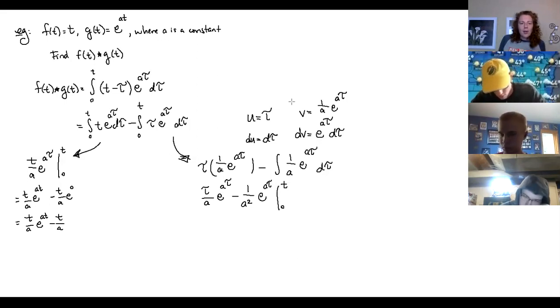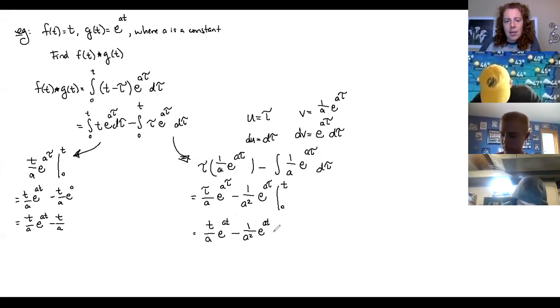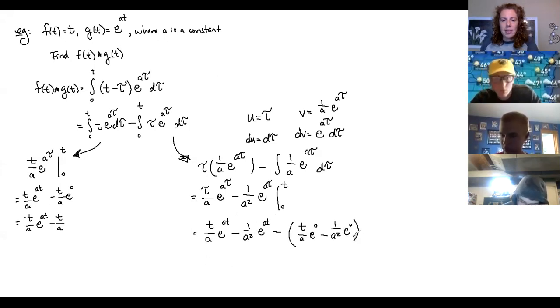So tau over a e to the a tau minus 1 over a squared e to the a tau evaluated from 0 to t. If we do some plugging in here, we are going to get t over a e to the at minus 1 over a squared e to the at minus the quantity t over a e to the 0 minus 1 over a squared e to the 0.